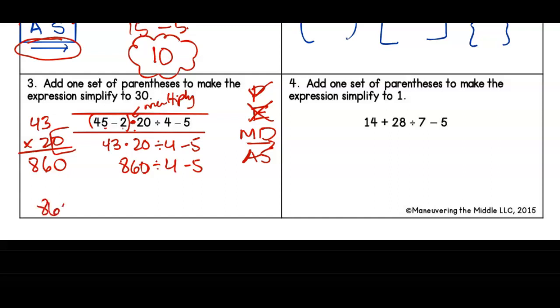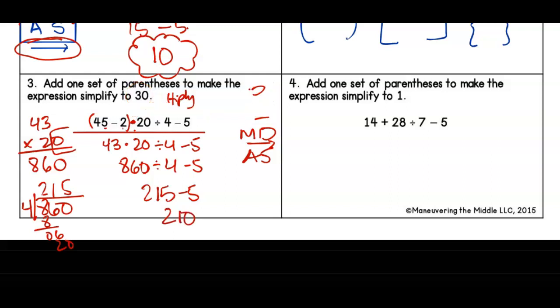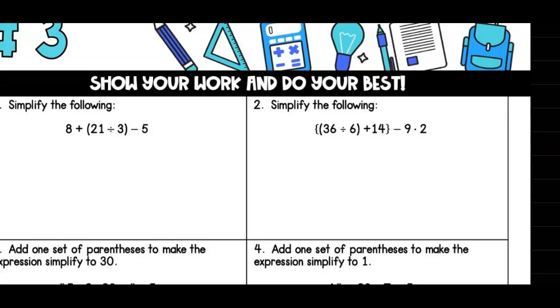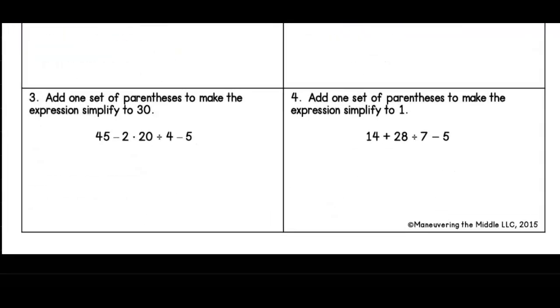Let's see, 860 divided by 4. This is a really big number. That's 215 minus 5. Do you really think that's going to simplify all the way down to 30? No, that's 210. That's not what we want whatsoever. So we need to start from scratch. Let's see, I'm trying to erase it all. Clear all. All right, let's move this back up.